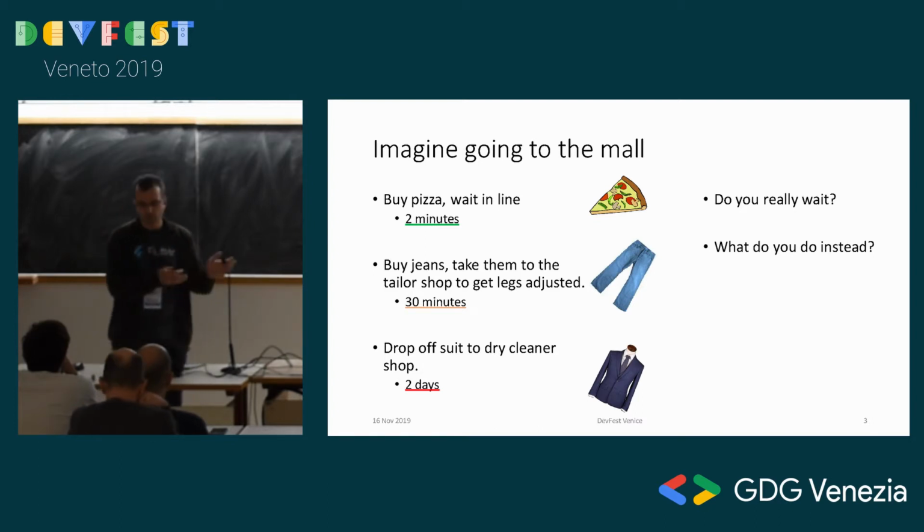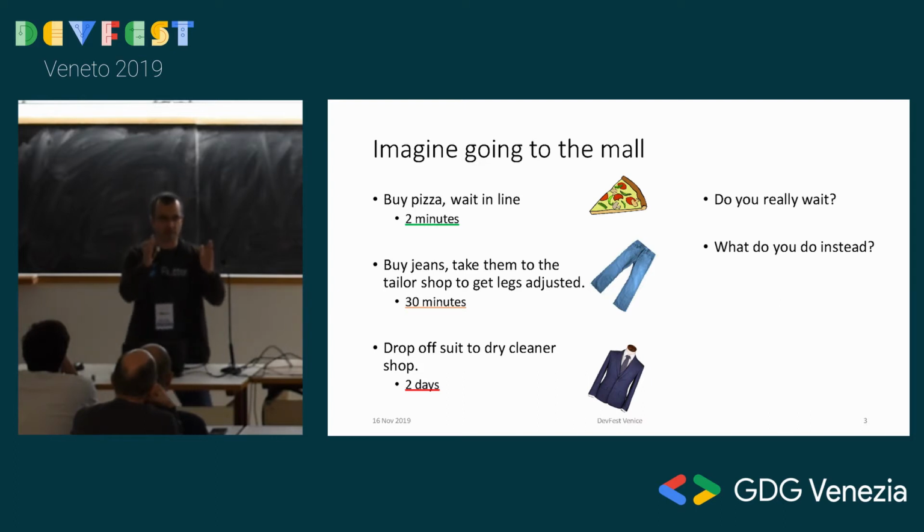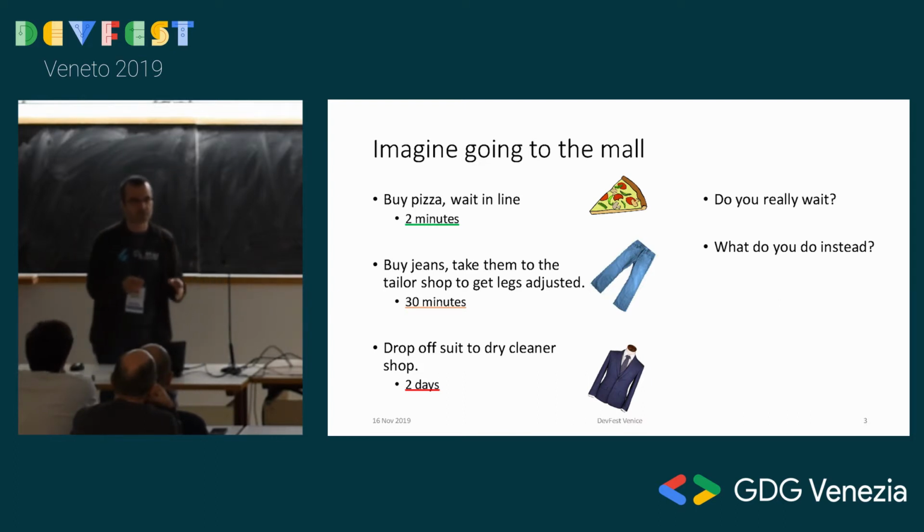So we're always switching between tasks in our real life. We're not just waiting for something. Okay, you're going to give me pizza, I'm looking at you, right? We never do that in real life. But in programming, we do that. So we'll try to avoid that as much as possible with this idea.